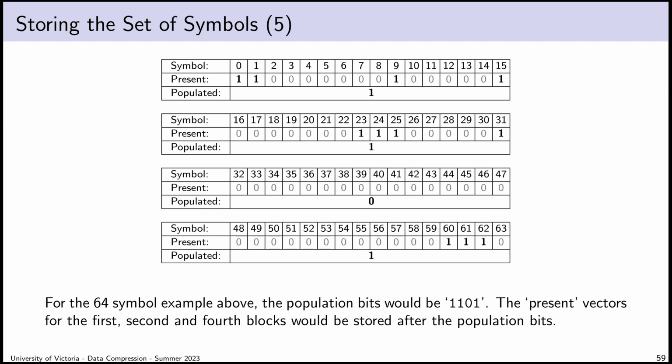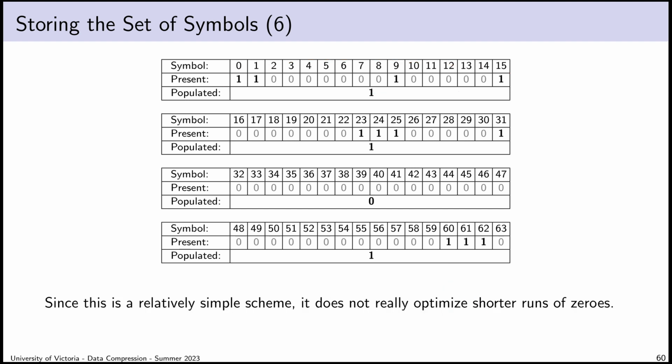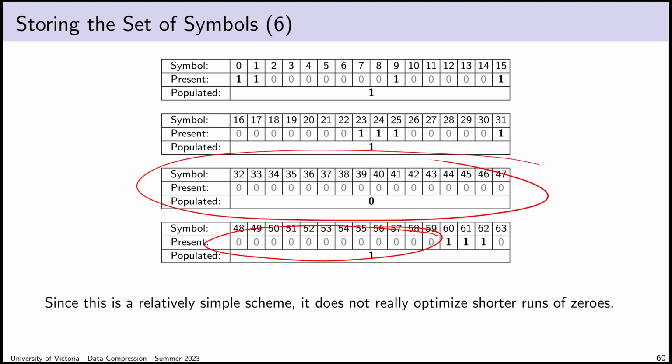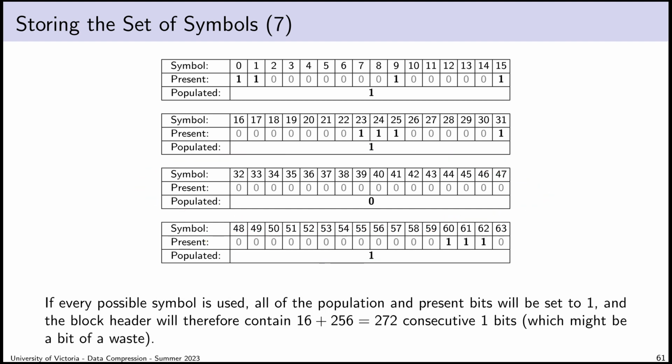So what I would do is first send over the population bits, and then after all the population bits are sent, now this is only 64 symbols, so there's only 4 population bits, but for all 256, there would be 16 population bits. After I send all 16 population bits, which is 2 bytes, I would then send over the present vector, which would be 16 bits, so another 2 bytes, only for those blocks that had a population bit set to 1. And so this doesn't optimize away cases where much of a block is set to 0 or where all of a block is set to 1, but it does help to condense down obvious cases of a whole bunch of zeros in a row, of 16 or more zeros in a row.